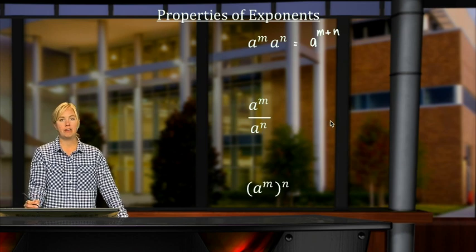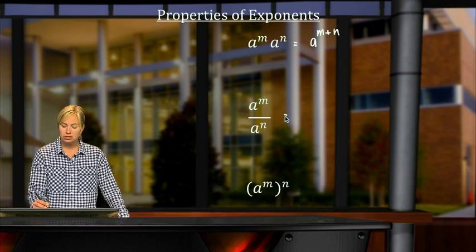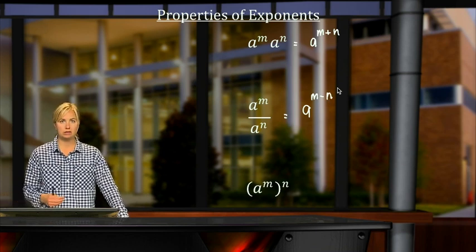A to the m divided by a to the n, when we have the same base and we're dividing, we subtract our exponents. We're taking the numerator exponent and subtracting the denominator exponent. The order does matter with subtraction.